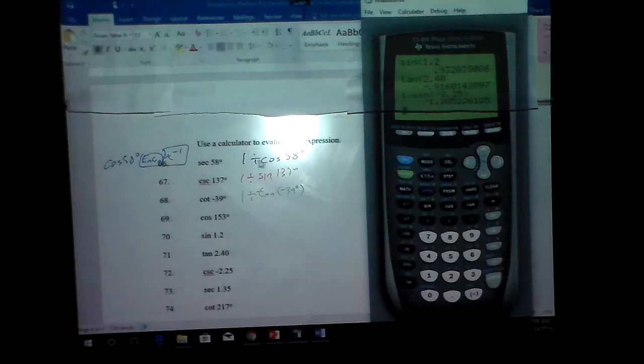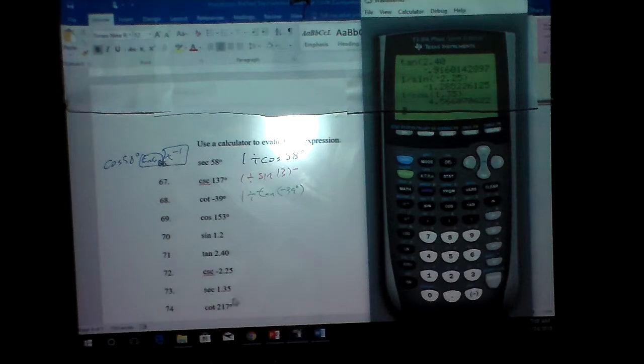The next one we have here is secant. Secant, if you remember, is 1 divided by cosine. So I'm going to go 1 divided by cosine 1.35. Enter. It's 4.566. You can round that to 1.